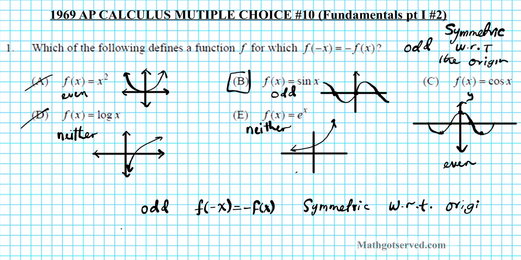Okay, and an even function is defined by f of negative x equals f of x, and the symmetry is with respect to the y-axis. Okay, so that's the difference between these two. So for every function, it's either even, odd, or neither.